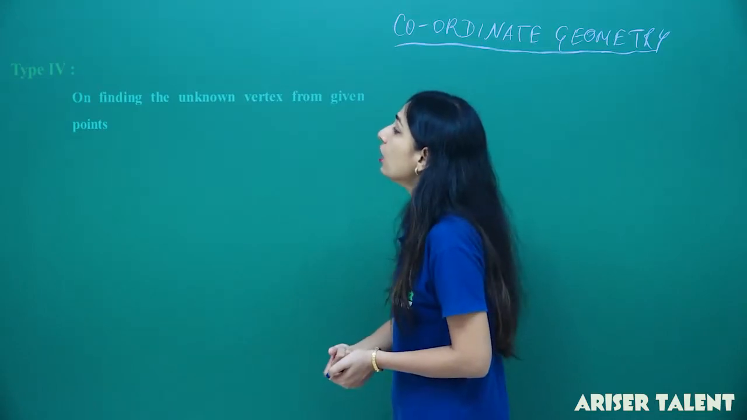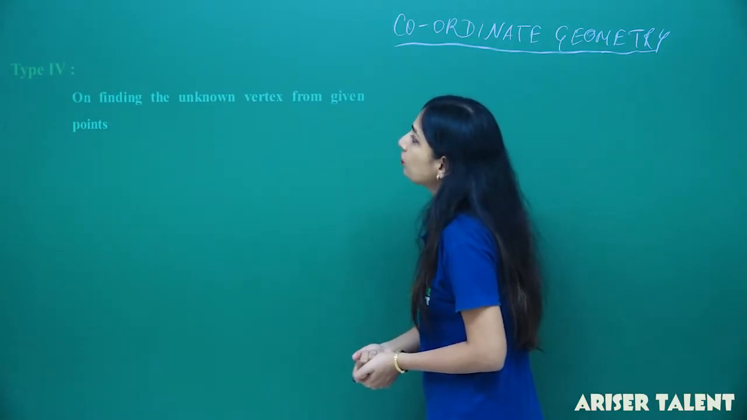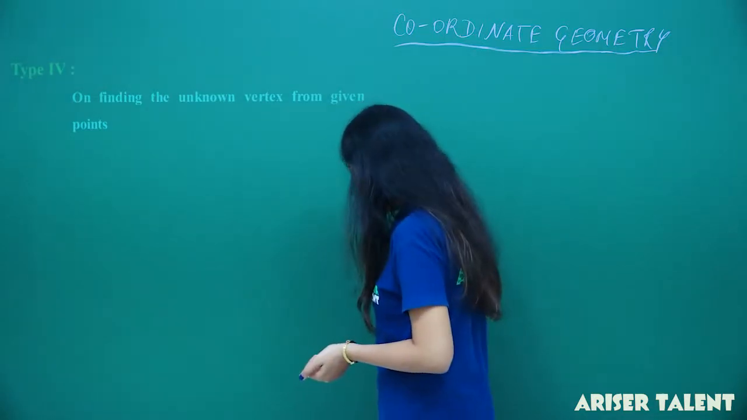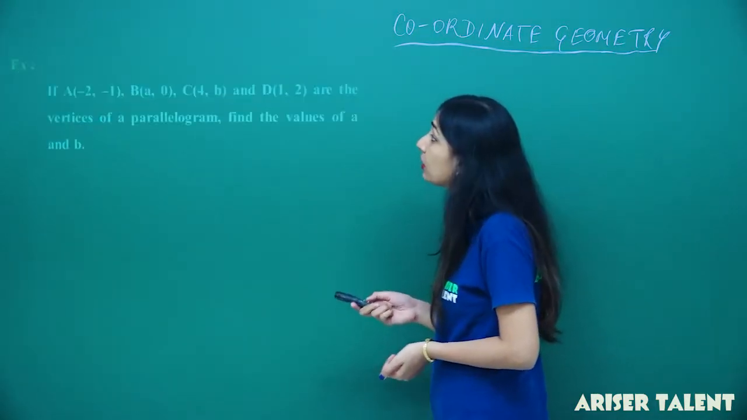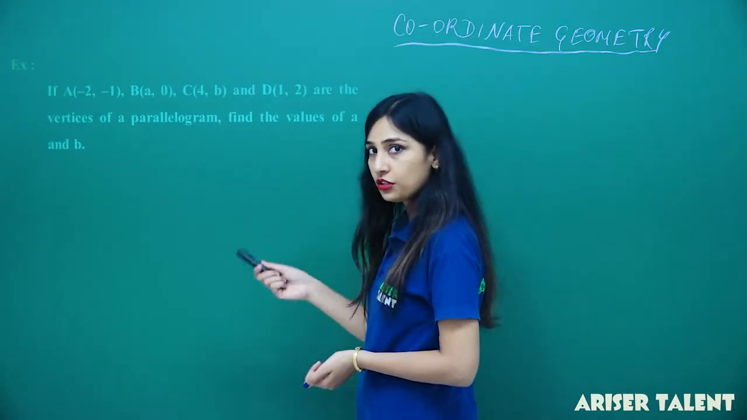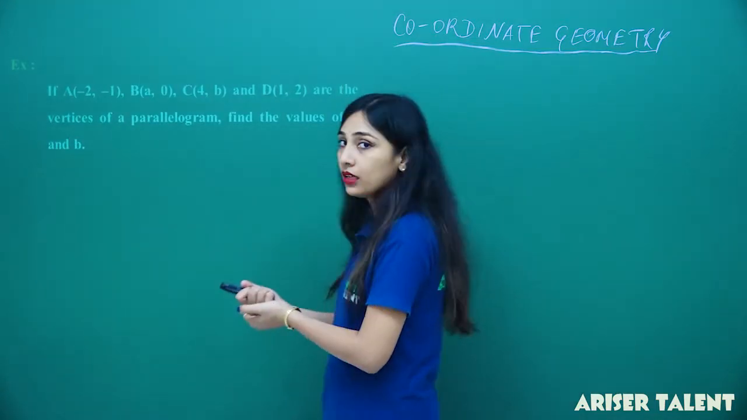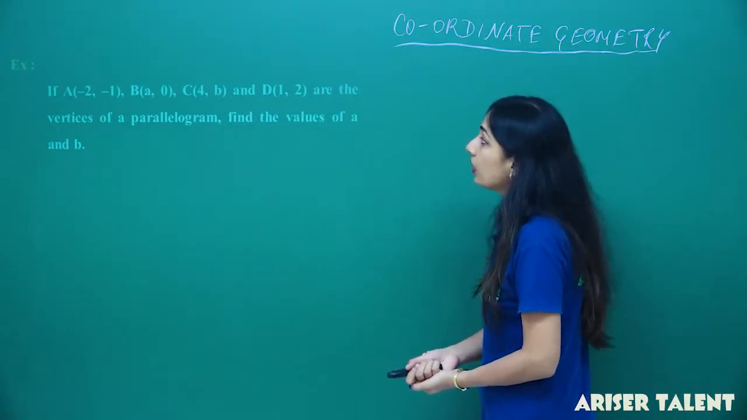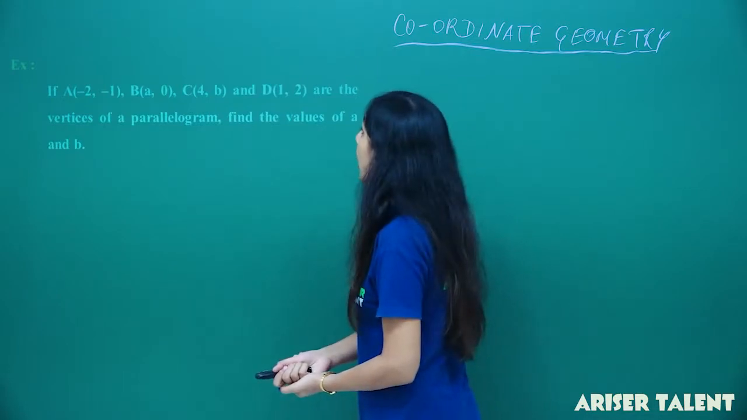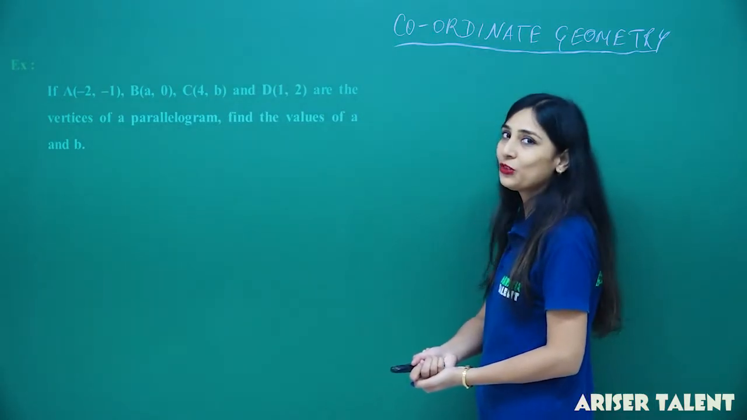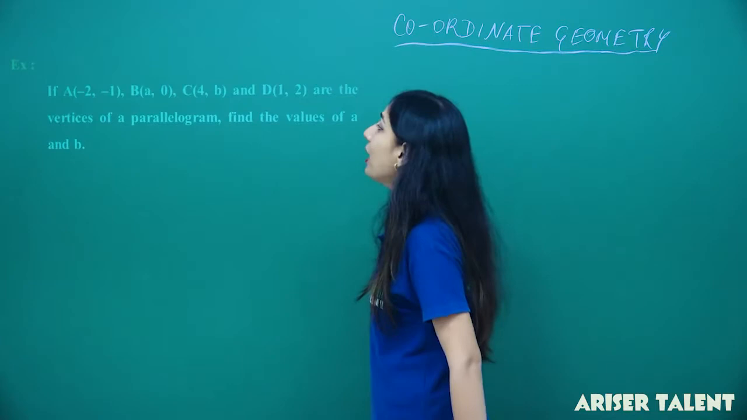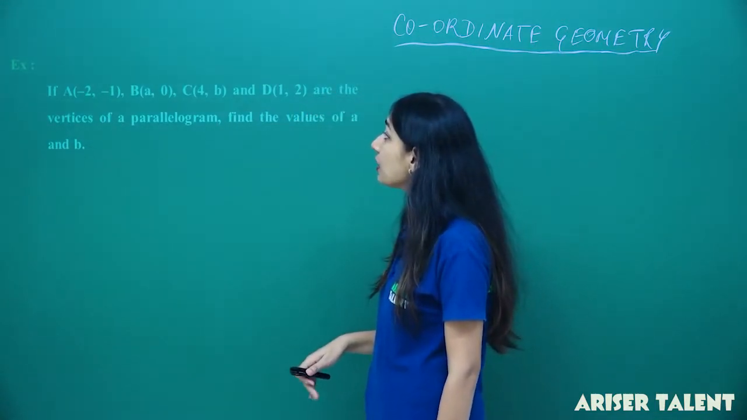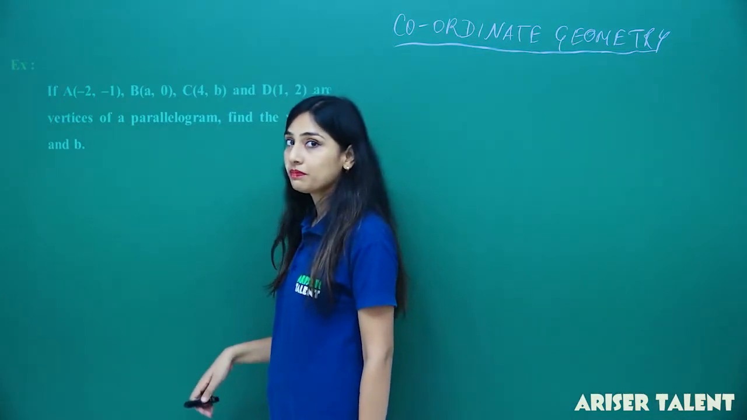So moving towards type 4, finding the unknown vertices from given points, let's find out what we are going to do. This is the question: if A(-2, -1), B(a, 0), C(4, b) and D(1, 2) are the vertices of a parallelogram, find the values of a and b.